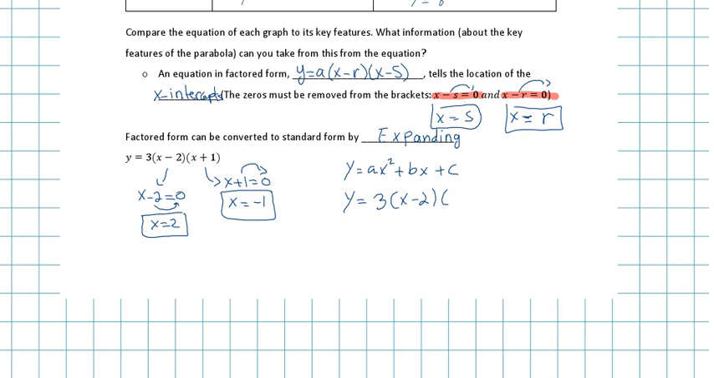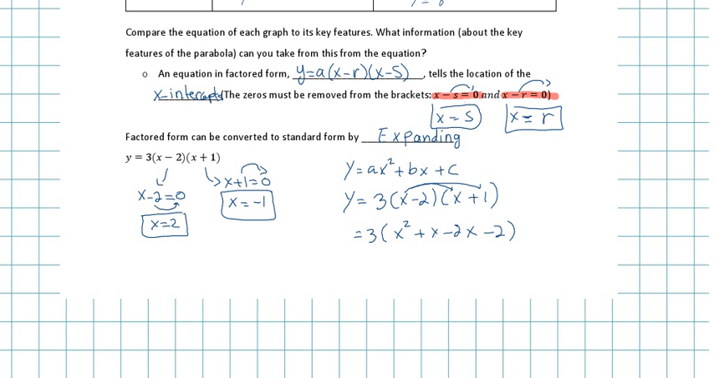What do you do when you expand? You don't do the 3 yet. You're going to leave the 3 alone, and you're going to FOIL, right? So x squared plus x minus 2x minus 2. First gives x squared. Outer, x times 1 is 1x. Inner, negative 2 times x is negative 2x. Last, negative 2 times 1 is negative 2. Okay?